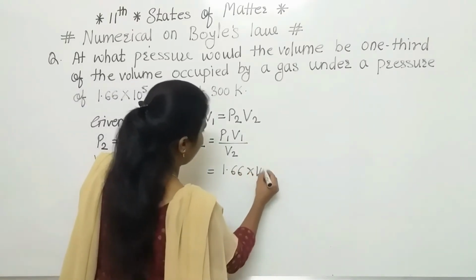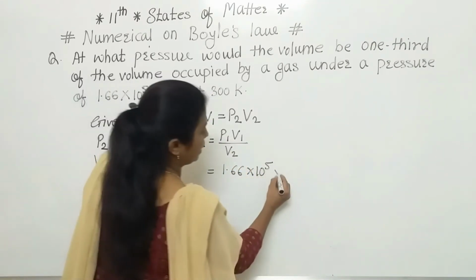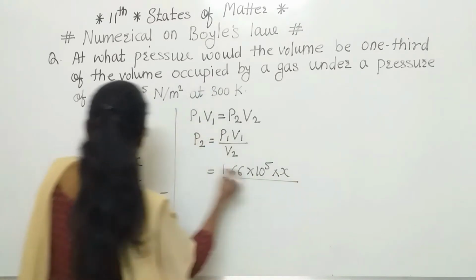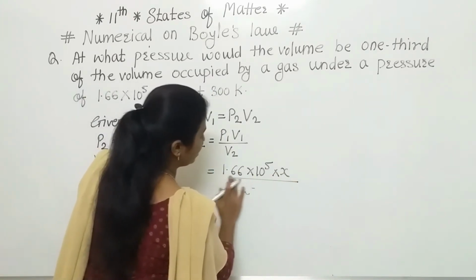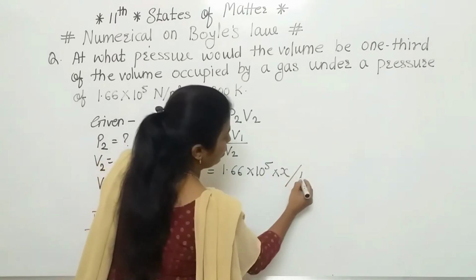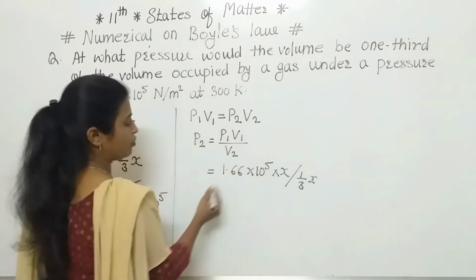1.66 into 10 raised to 5. V1, how much is it? V1 is X divided by V2, which is 1 by 3 into X. I will write it in such a way that 1 by 3 into X, so the 3 which is downside will come up.